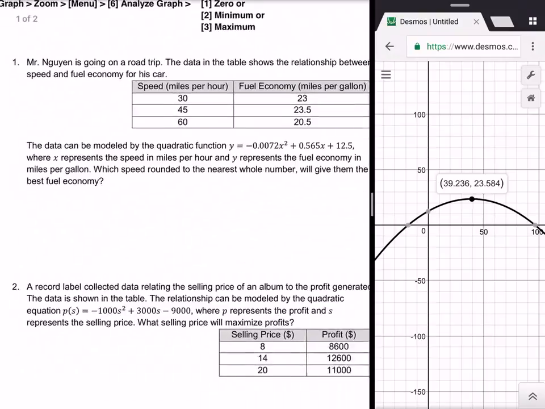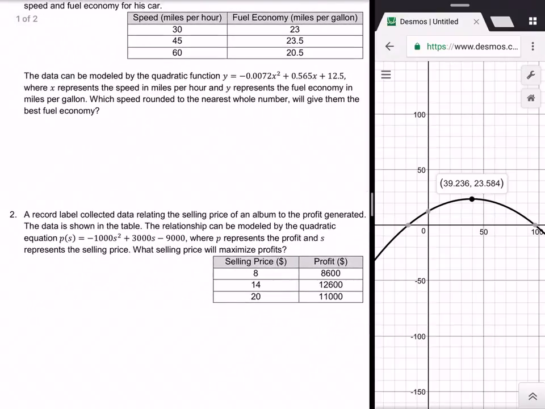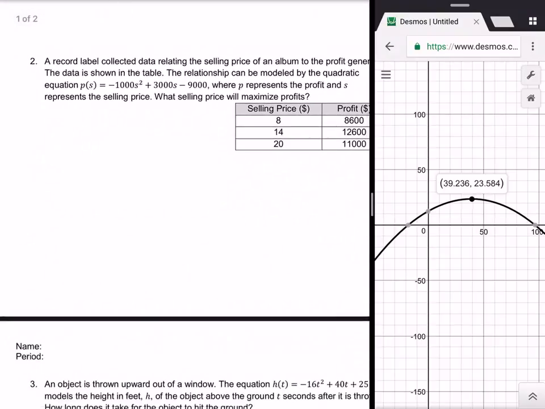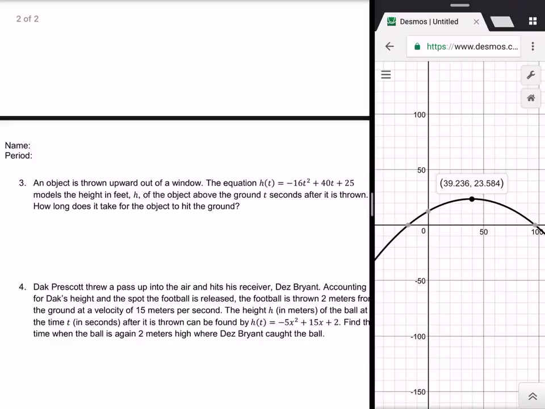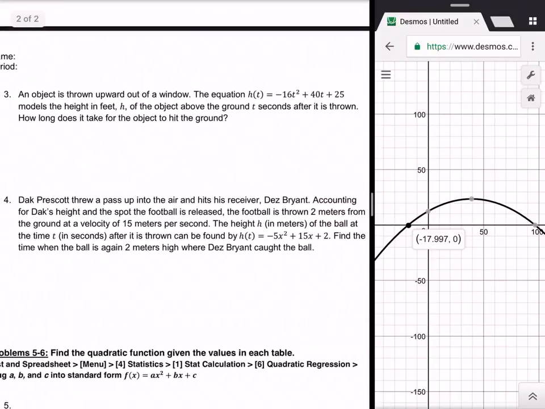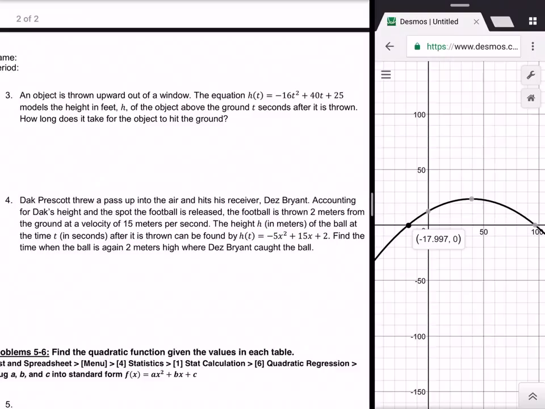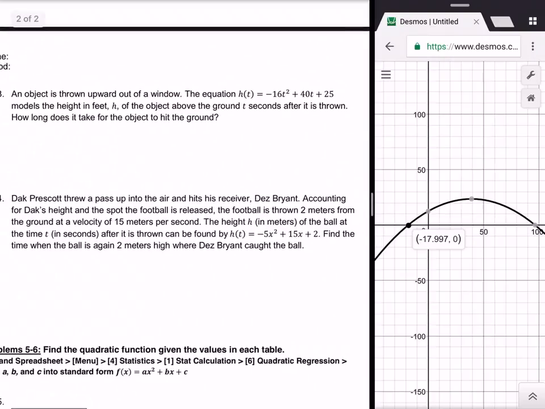Okay? So number 2 is pretty much the same, it might ask for the maximum, whatever. Number 3 looks like it's asking for a 0 when it hits the ground. So if we had an equation, the point that just showed up is 0, right? That's where it hits the ground, and so on. Number 4 talks about Dak Prescott throwing a pass to Dez Bryant, but you have to account for the height.